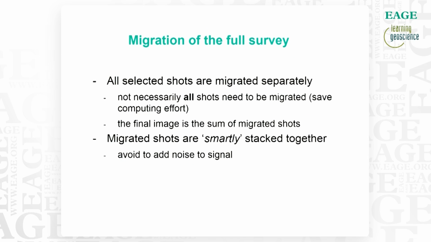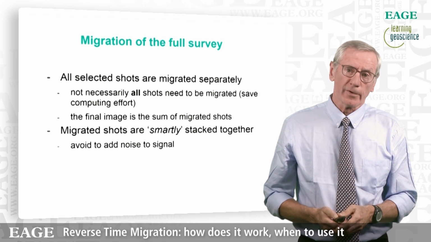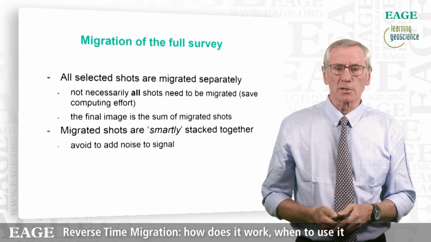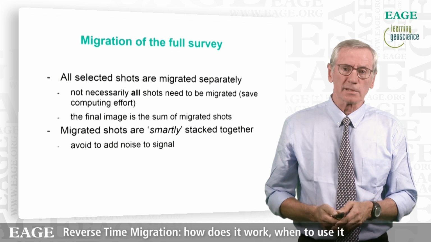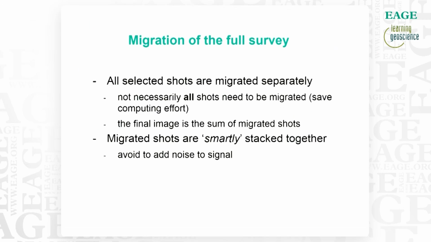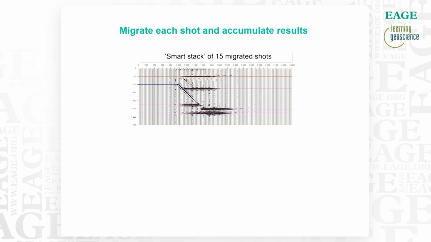How do we migrate the whole survey? Basically, all selected shots of the surveys are migrated separately. The final product is the sum of all migrated shots. There are ways to do the summation smartly in the sense that one avoids adding noise to good signals. So various techniques are commercially available for that, but not addressed here. So this is one migrated shot. Only what was illuminated by this shot can be imaged, and that would be the stack of 15 migrated shots.